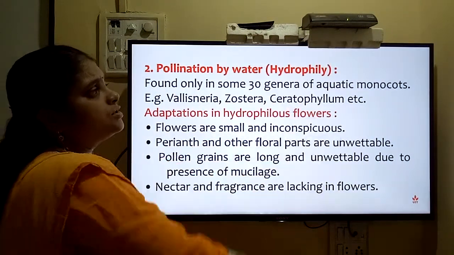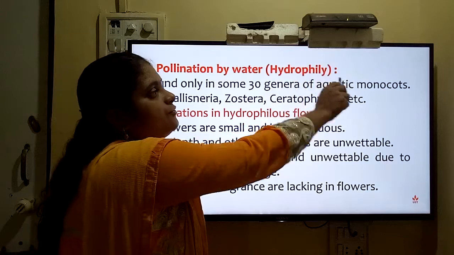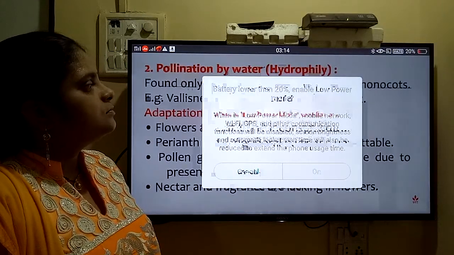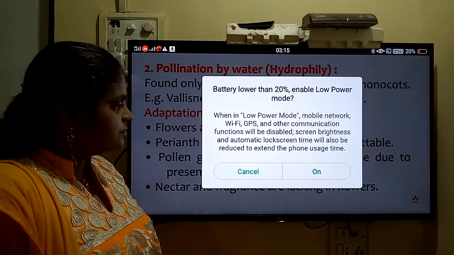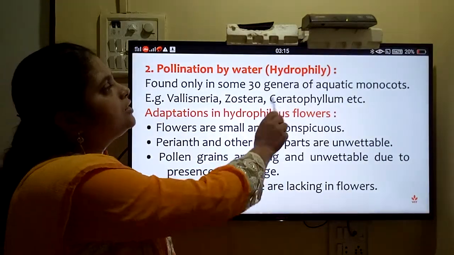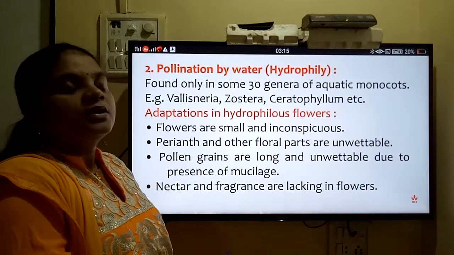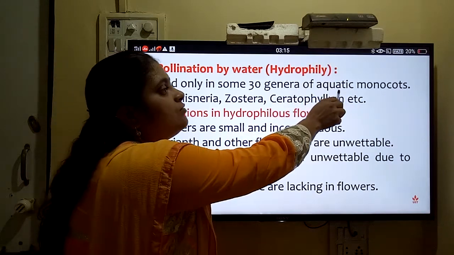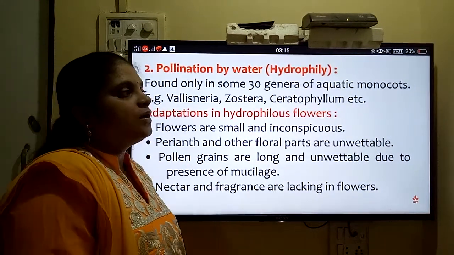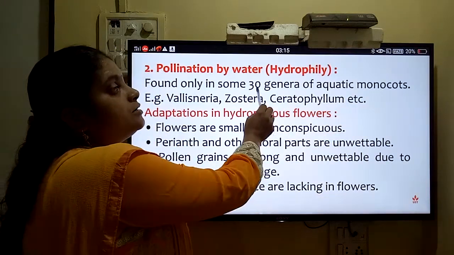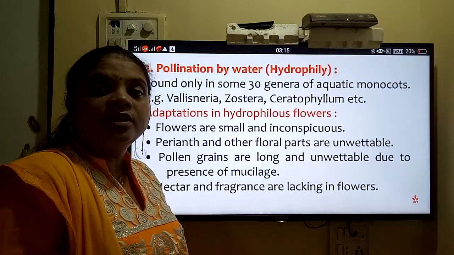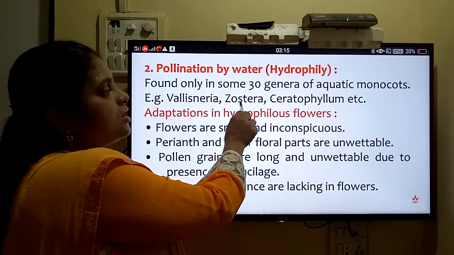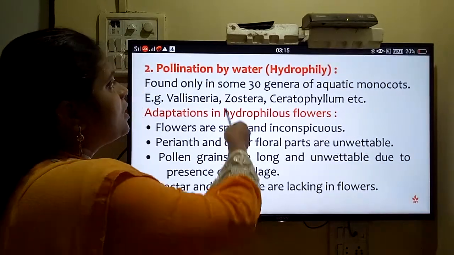Second, pollination by water, that phenomenon is hydrophily. So the flowers are hydrophilous flowers. It is found only in some 30 genera of the aquatic monocots. Again, this is found in monocot plants, and near about 30 genera of aquatic monocot plants prefer the water pollination, like Vallisneria and Zostera. These are the examples of water pollination.